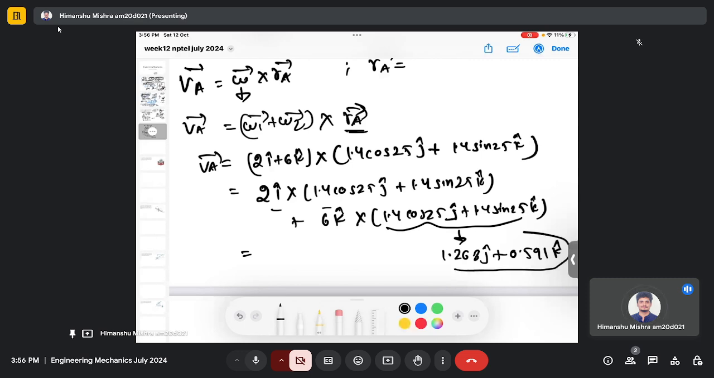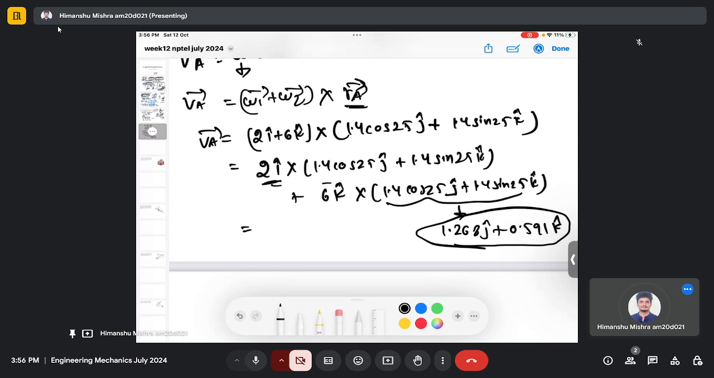So if I take 2i first, 2i cross with this quantity, so i into j will give me the k direction, and 2 multiplied by this quantity will give me the magnitude. So it will be 2 multiplied by 1.268, 2.536 in the k direction. And if I take the cross product of 2i with 0.591k, it will be i cross k, which is in the direction of j with the magnitude of 2 multiplied by 0.59, which is 1.18j.